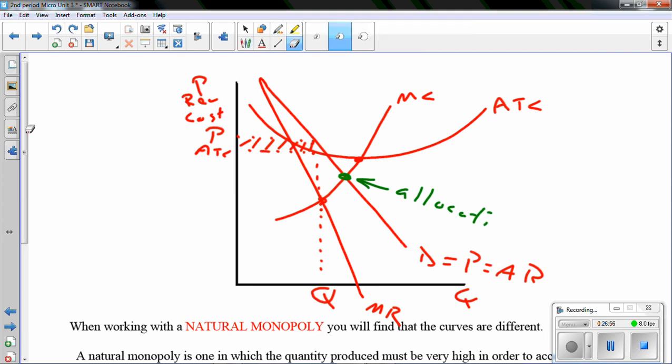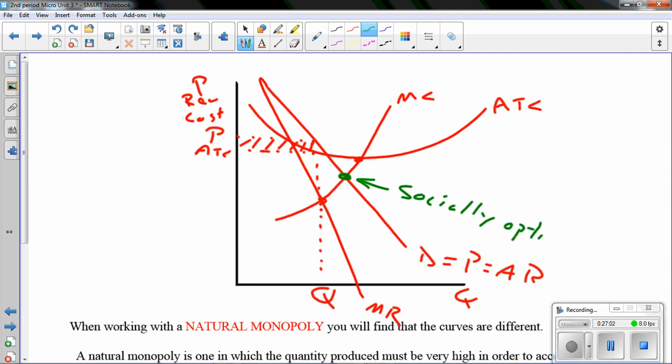Oh, sorry. At the socially optimal. What's going on? Yeah, he's earning an economic loss. So if we choose to regulate a natural monopoly at the socially optimal point, they're going to be earning economic losses. Can we do that? The only way we could do it is if we did it and we subsidize them.